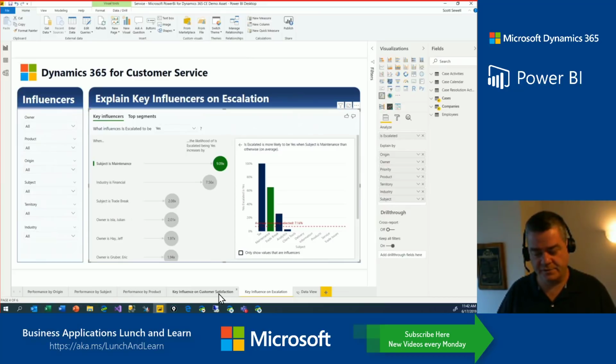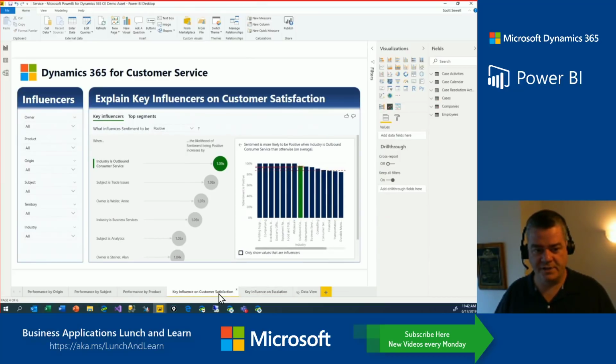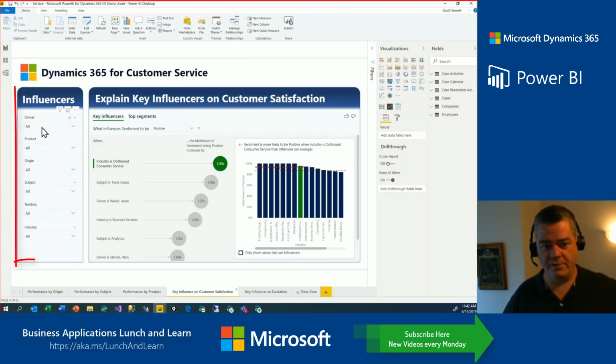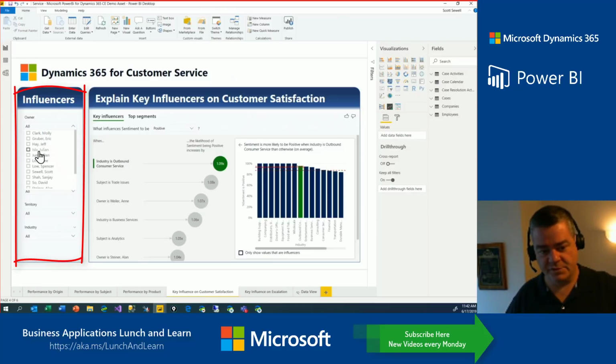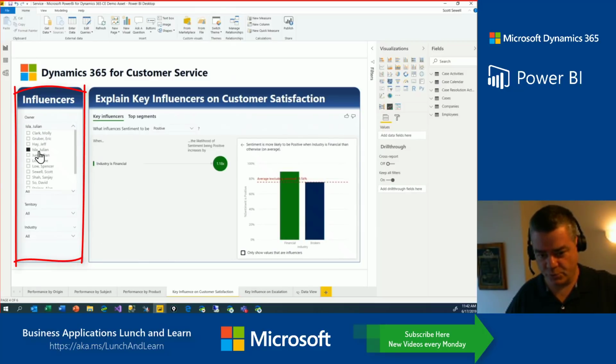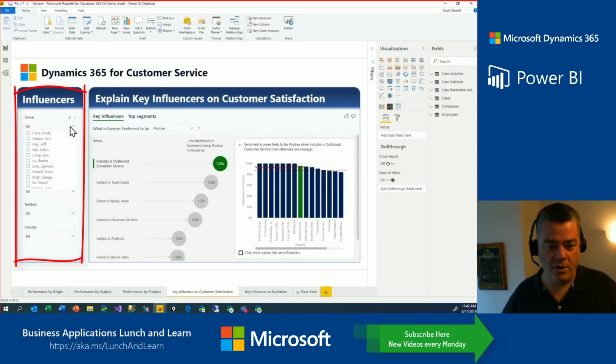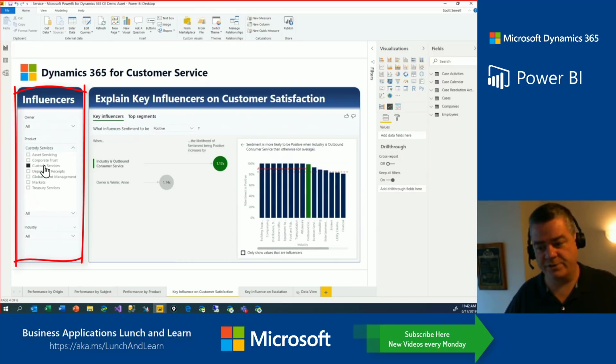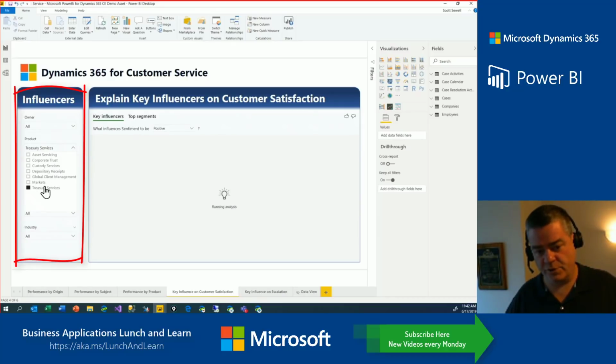Let me show customer satisfaction. If I look at customer satisfaction, and a slightly different data set, it's all coming off of Dynamics, of course. And I've built it so that I could do the same type of interaction with an individual and say, what are the key influences for that individual? Or if I wanted to say maybe for a product, what results in great experience for our custody services users, as opposed to maybe our treasury services users or our asset users.